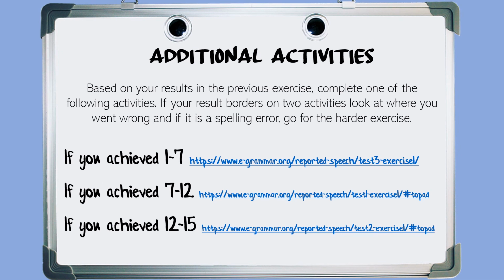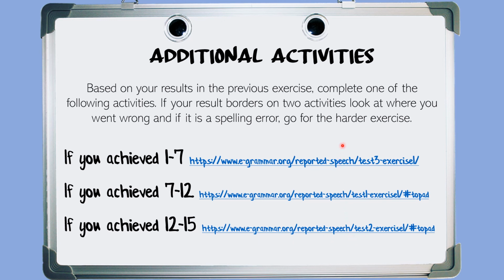When you're done, you then need to do an additional activity. You're going to look at your result from the exercise you did, and you're going to complete one of the following exercises. If your result borders on two activities, look at where you went wrong. So for example, if you achieved between 0 and 7, you need to go and do the exercise that is linked next to it. If you got from 7 to 12, you need to do this exercise. And if you got from 12 to 15, you need to do this exercise.